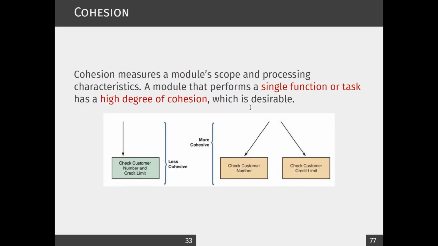Now, cohesion: we talk about module scope and processing characteristics. If the module applies a single function task, then normally we say it has a high degree of cohesion, which is desirable.